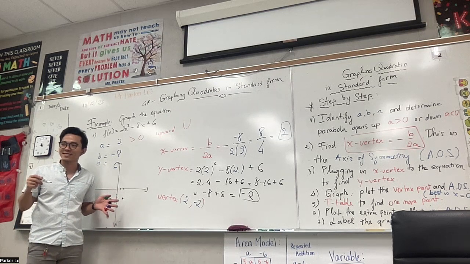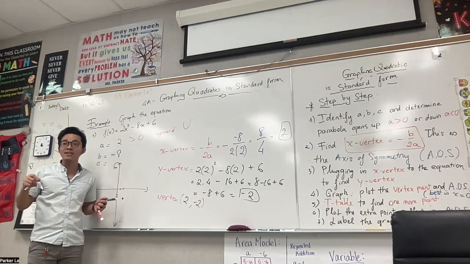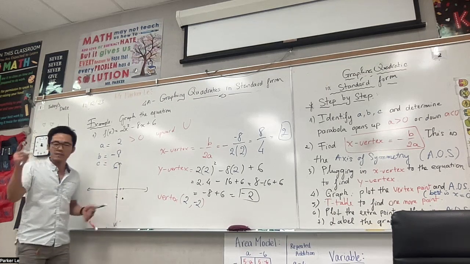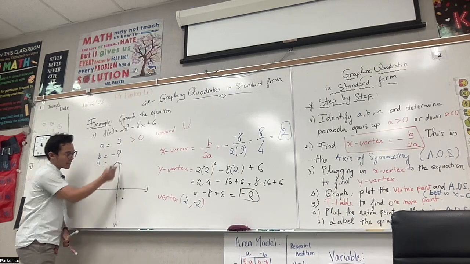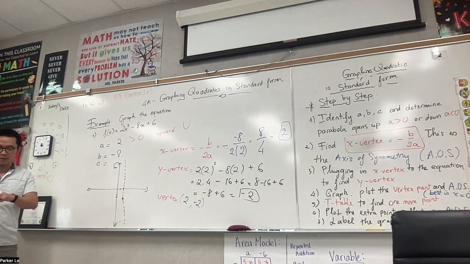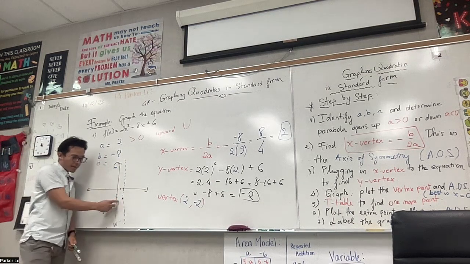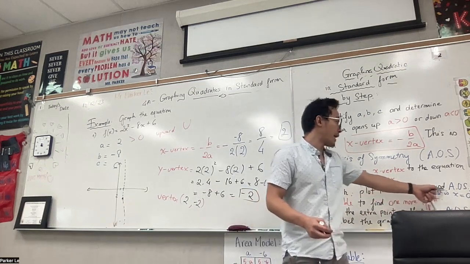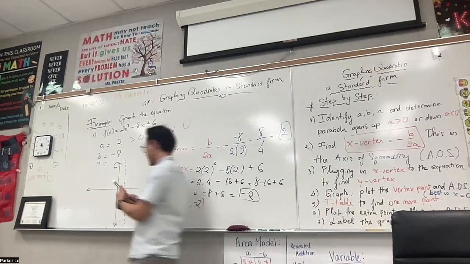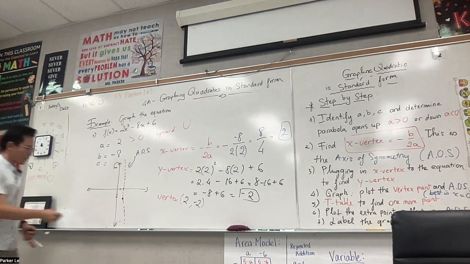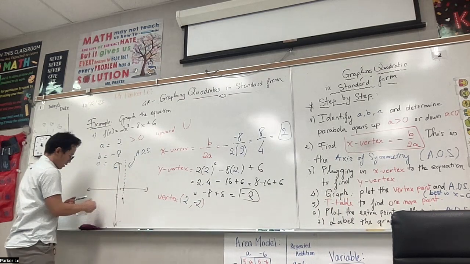Very good. The AOS is the line passing directly through the vertex. You can look at your notes again. So you only have the vertex, and you follow that. Graph the vertex and the AOS. So that is my AOS, the axis of symmetry.